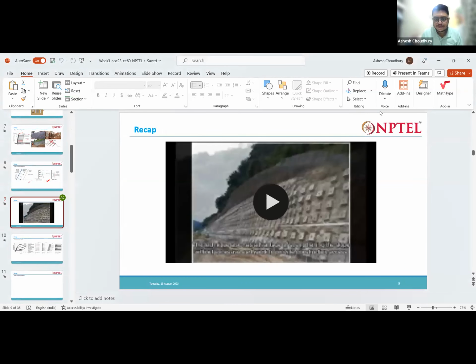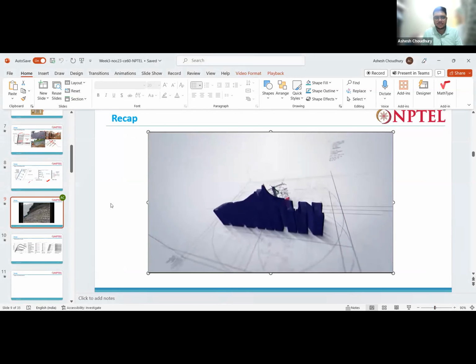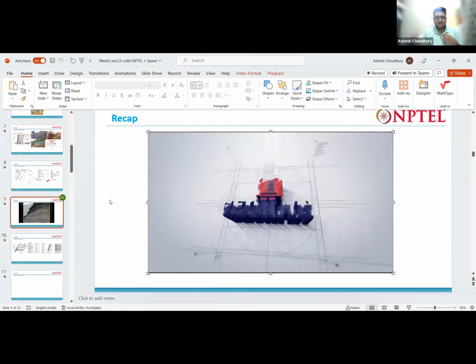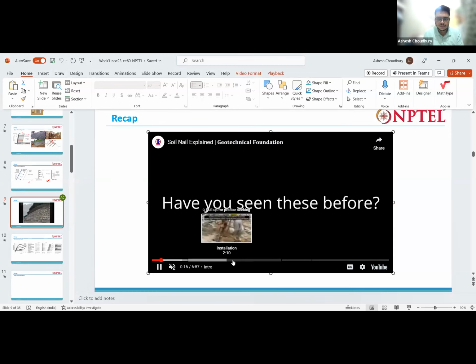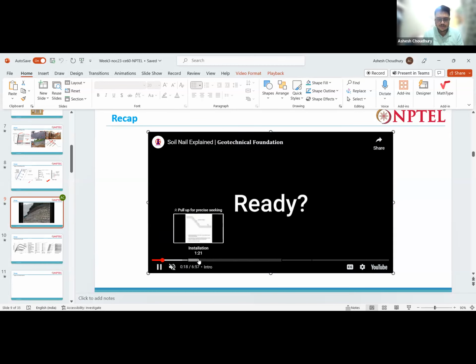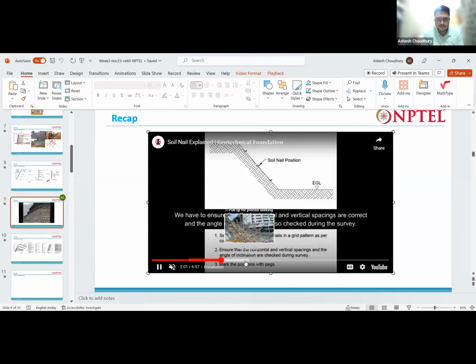So this is how soil nailing is done, how these soil nails are put into the soil and constructed. So this is the installation.